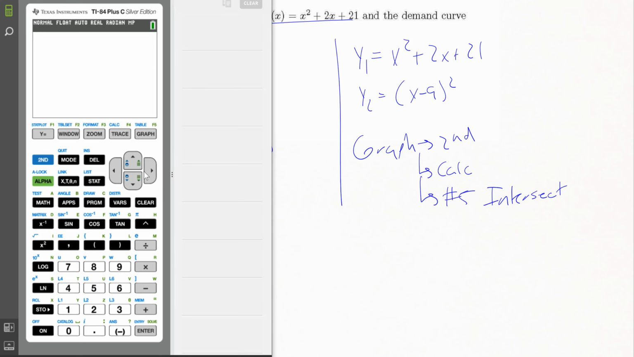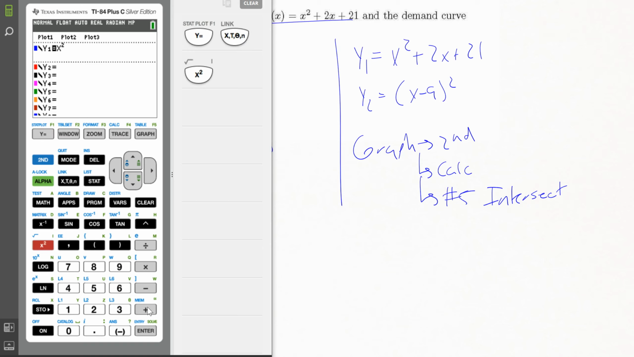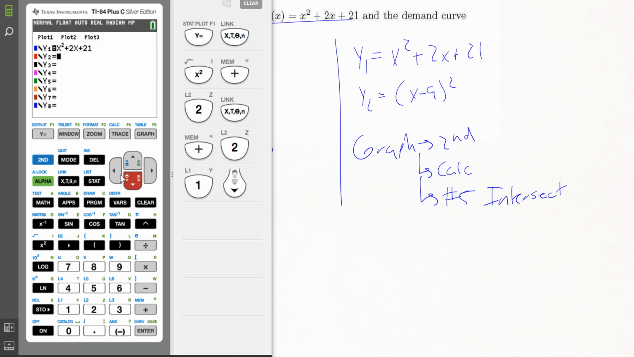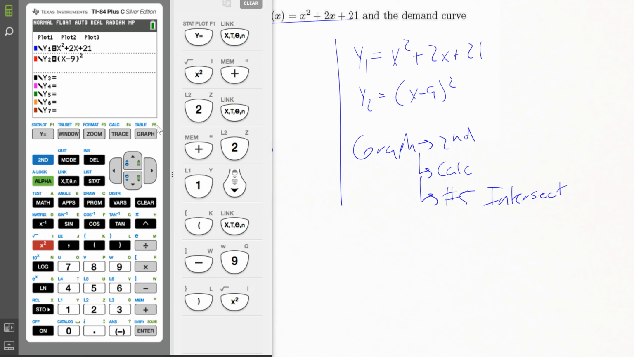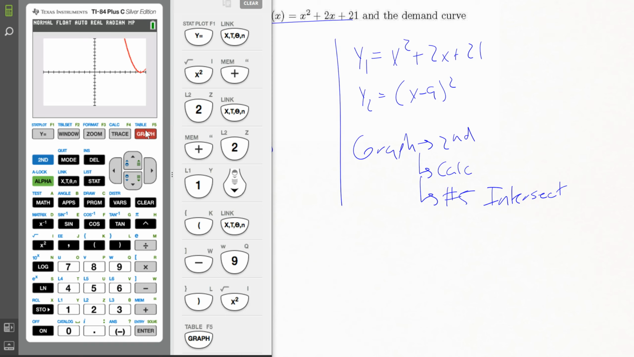So opening up the calculator, going into my y equals, and in y1, I'll put the supply equation, which is x squared plus 2x plus 21. And then in y2, I'll put the demand equation, which was x minus 9 squared. So then we go ahead and graph those.